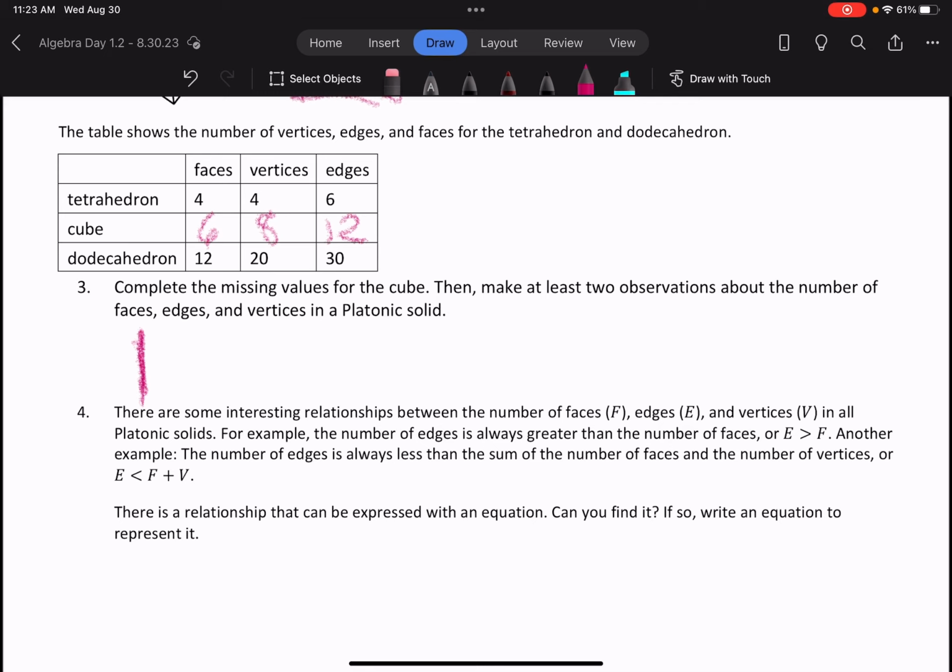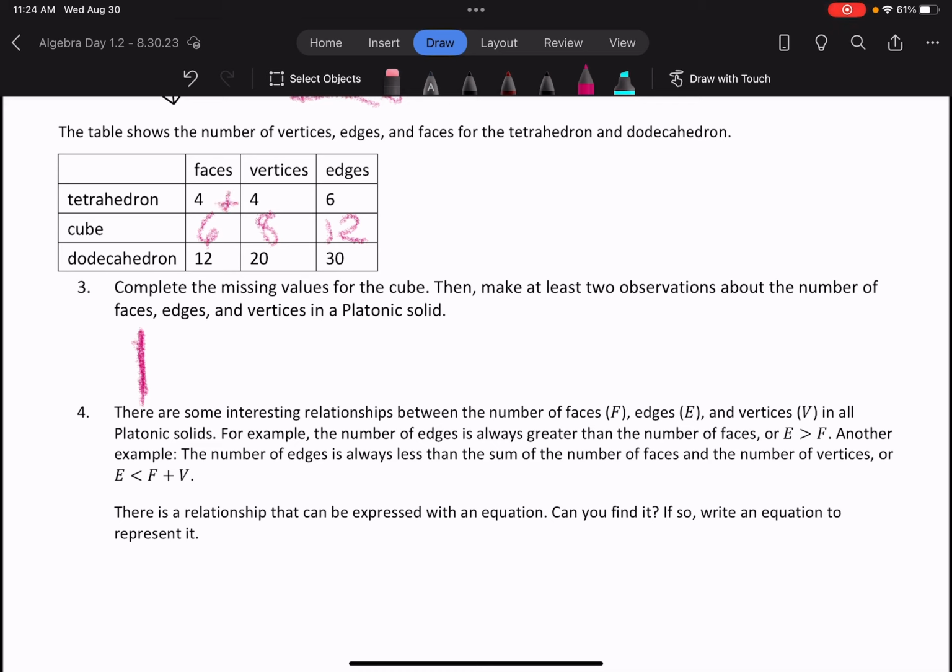So what I'm going to say is, well, let's try adding them now. So 4 plus 4 gives me 8. How do I get from 8 to 6? Well, I say 4 plus 4 equals 8, and then to get to 6, I do 8 minus 2 equals 6. Let's see, does that work for the next one? If I do 6 plus 8, I get 14, and then 14 minus 2 gives me 12. Oh, that does work. What about the next one? 12 plus 20 equals 32. 32 minus 2 equals 30. Boom, that also works. So you can see the pattern here is we're adding the faces and the vertices and then subtracting 2, and that gives us the number of edges.